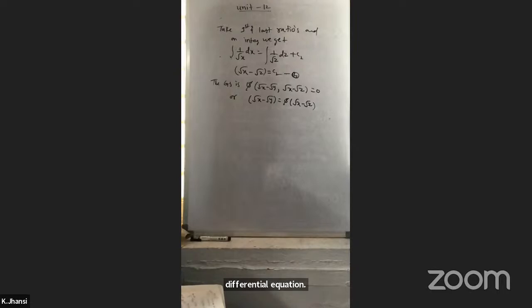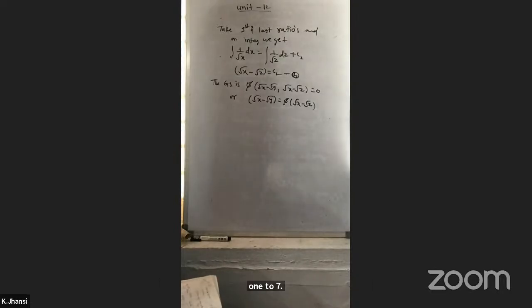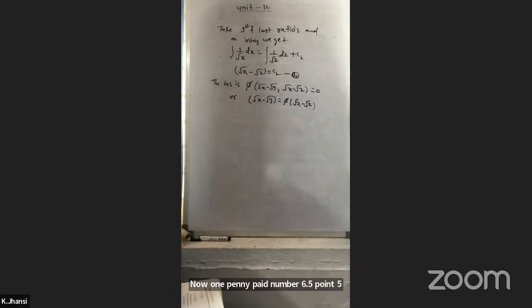Page number 119 and even page number 118 also. Above, formulas are there, no? 1 to 7. These also you will get in objective type questions. And page number 119, 6.5.3. These are also objective type questions. Now page number 120, 6.5.5. It is a 10 marks question. And 6.5.6. This is also a 10 marks question.